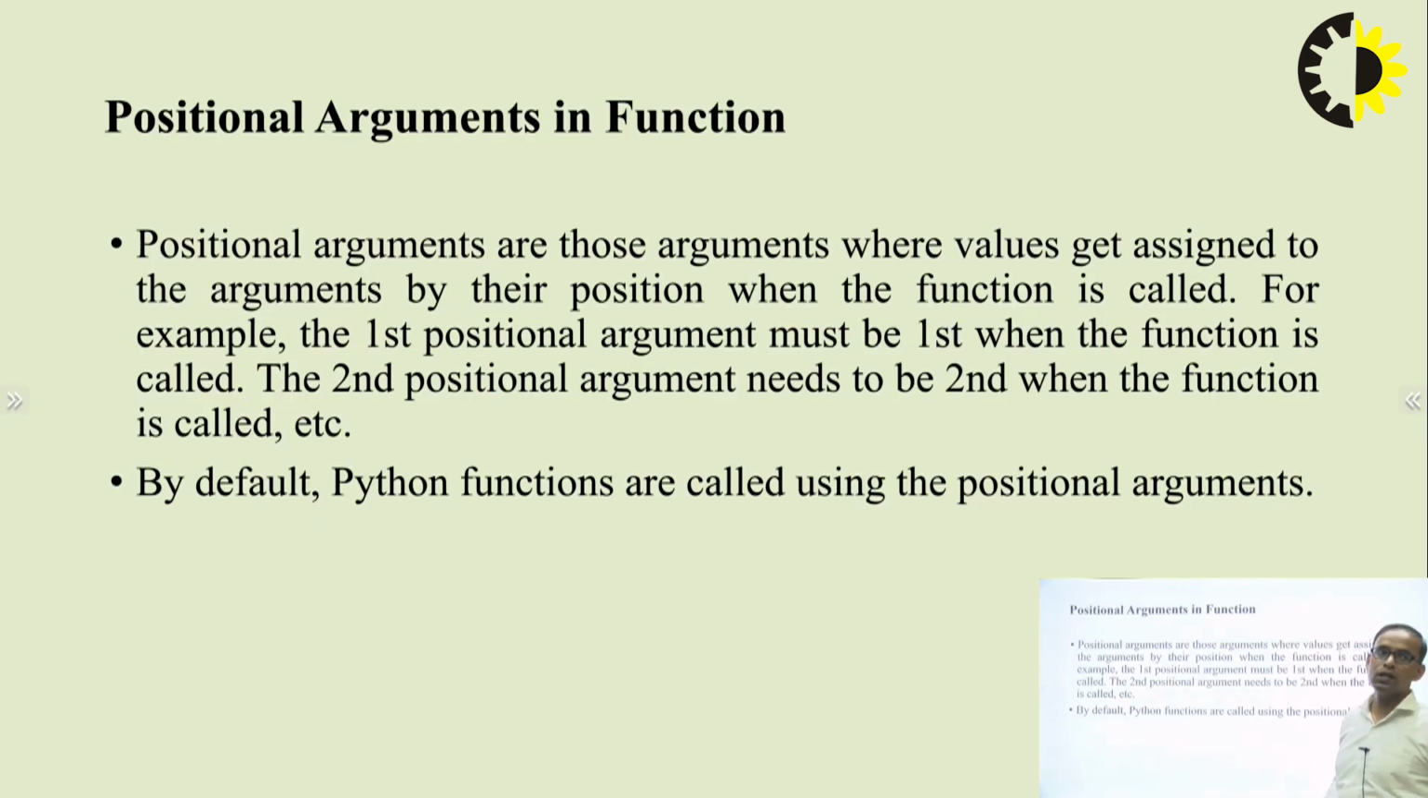Next one is the positional argument. Positional arguments are those arguments where the value gets assigned according to the position of the argument. When the function is called, the first positional argument must be first, and the second positional argument needs to be second. By default, arguments in a Python function are passed as positional arguments. This is the default form of arguments inside a function.